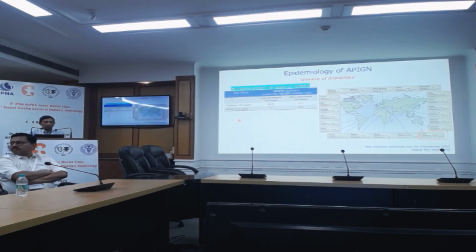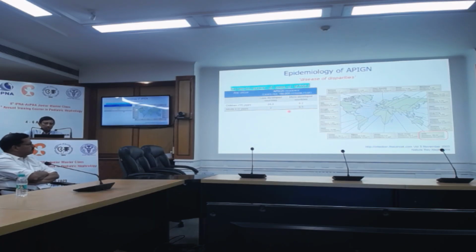Epidemiologically, post-infectious or post-streptococcal glomerulonephritis is supposed to be a disease of disparities. It is more commonly seen in underprivileged and low-income countries than in more developed countries. One large study showed that the incidence among the pediatric age group in the less developed countries was around 24 cases per lakh person-years, while in more developed countries it was around 6 cases.